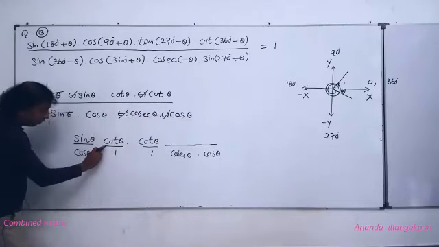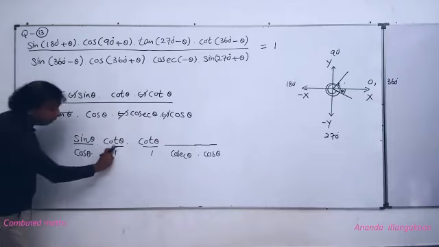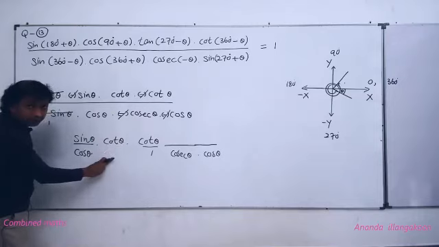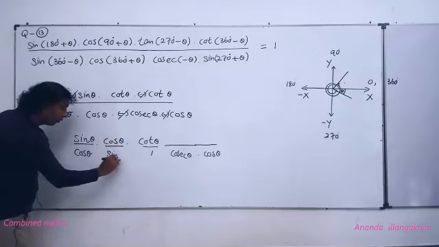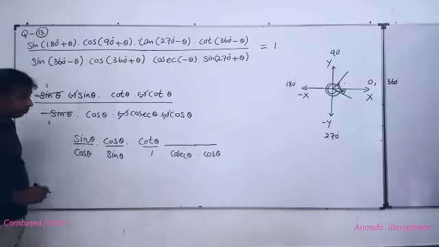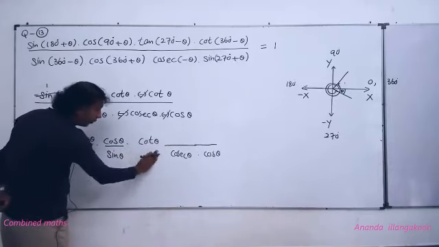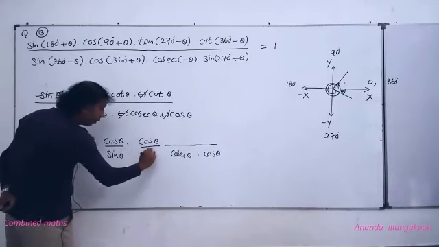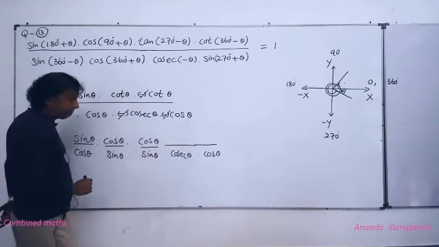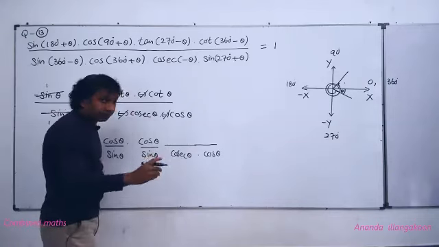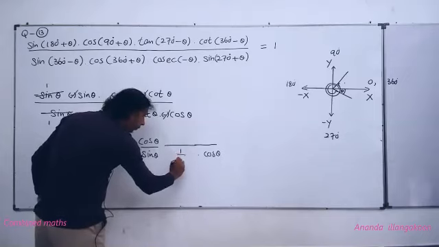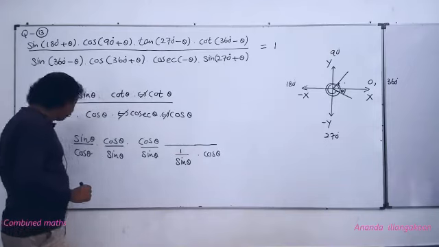But we know how to write cot theta. Cot theta is cos theta by sine theta. Therefore, this cot theta I write as cos theta by sine theta. This cot theta also I am going to write as cos theta by sine theta like this. Now this cosec theta I am going to write. Cosec theta means what? 1 over sine theta, no? 1 upon sine theta, like this.